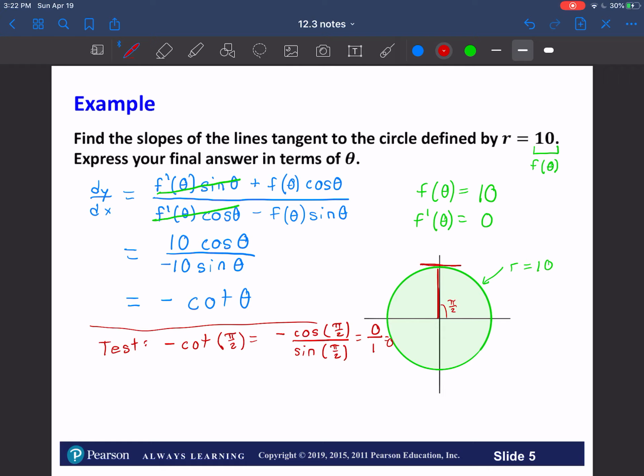If we wanted to plug in, say, 3 pi over 4, which is right here, that should give us a tangent line slope of 1. So that's 3 pi over 4. So let's just go ahead and do that. Negative cotangent of 3 pi over 4. This is going to be negative cosine of 3 pi over 4 divided by sine of 3 pi over 4.